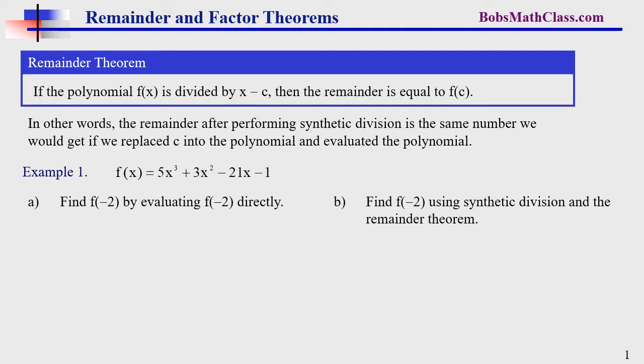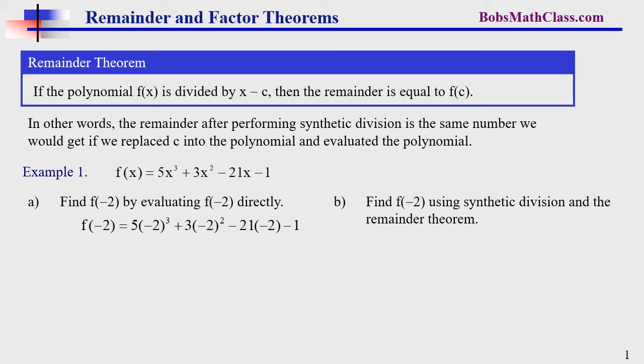So let's first find f of negative 2 by just plugging in negative 2. Everywhere you see an x, replace x with negative 2. As always, you should try to pause the video and then try to work it out on your own as you can. All right, so let's plug in f of negative 2. So that's 5 times negative 2 cubed plus 3 times negative 2 squared minus 21 times negative 2 minus 1.